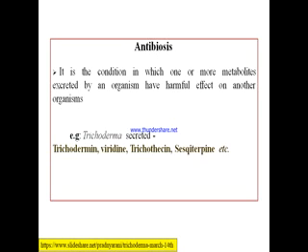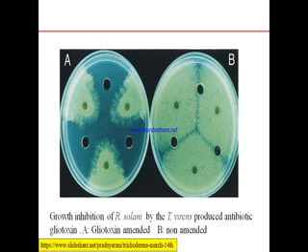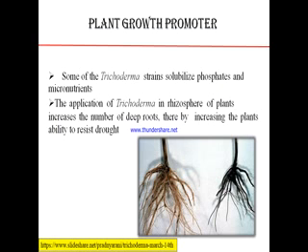Trichoderma secretes trichodermin, viridin, trichothecene, and sesquiterpene, and many more. See, this is the growth inhibition of Rhizoctonia solani by Trichoderma virens, which produces the antibiotic gliotoxin. This is the area where gliotoxin is amended, and here it is not amended. It also works as a plant growth promoter.